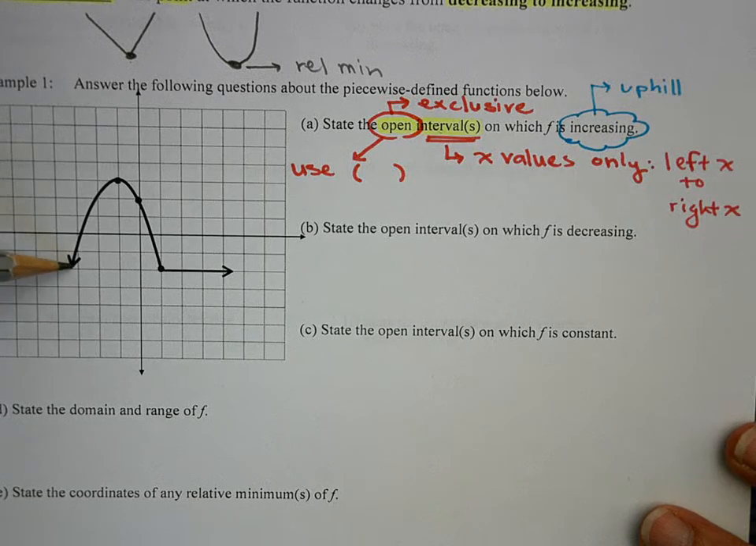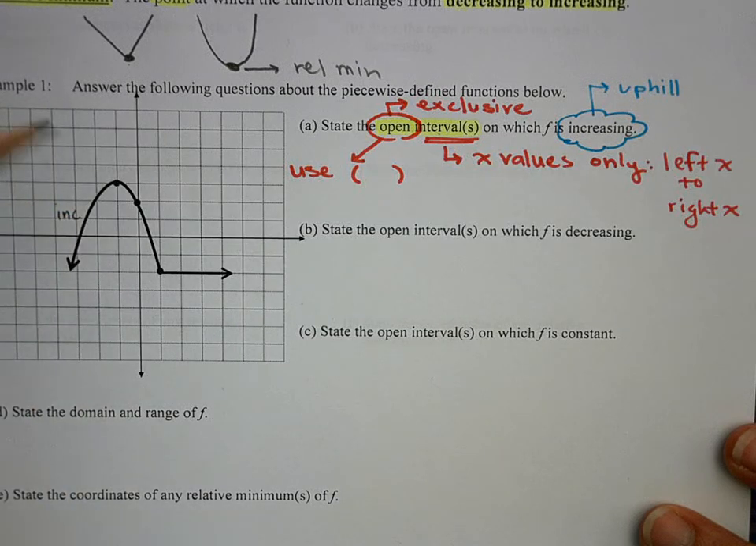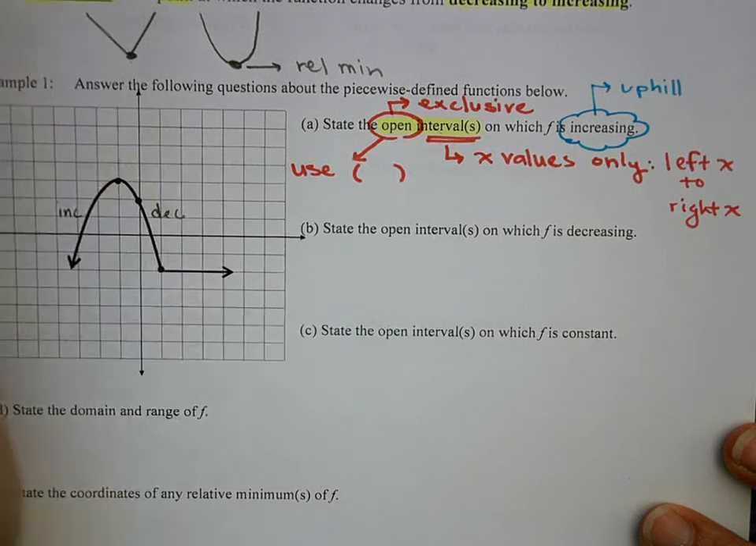Now I'm going to trace the graph, and as I trace it, I'm going to pay attention to when I am going uphill, when I am increasing. I start right here, farthest left section of the graph, and as I'm tracing, am I going uphill? I am, so this section is increasing. I'm just going to write INC to mean I'm increasing. And then I switch, and now I'm decreasing, so I'm going to put a DEC next to that.